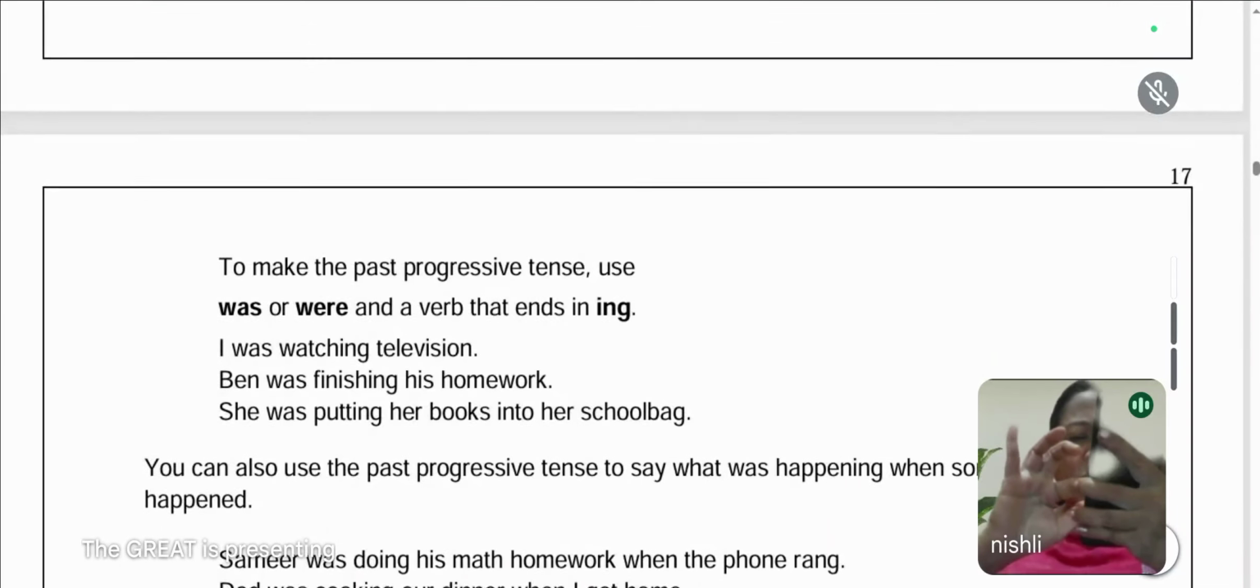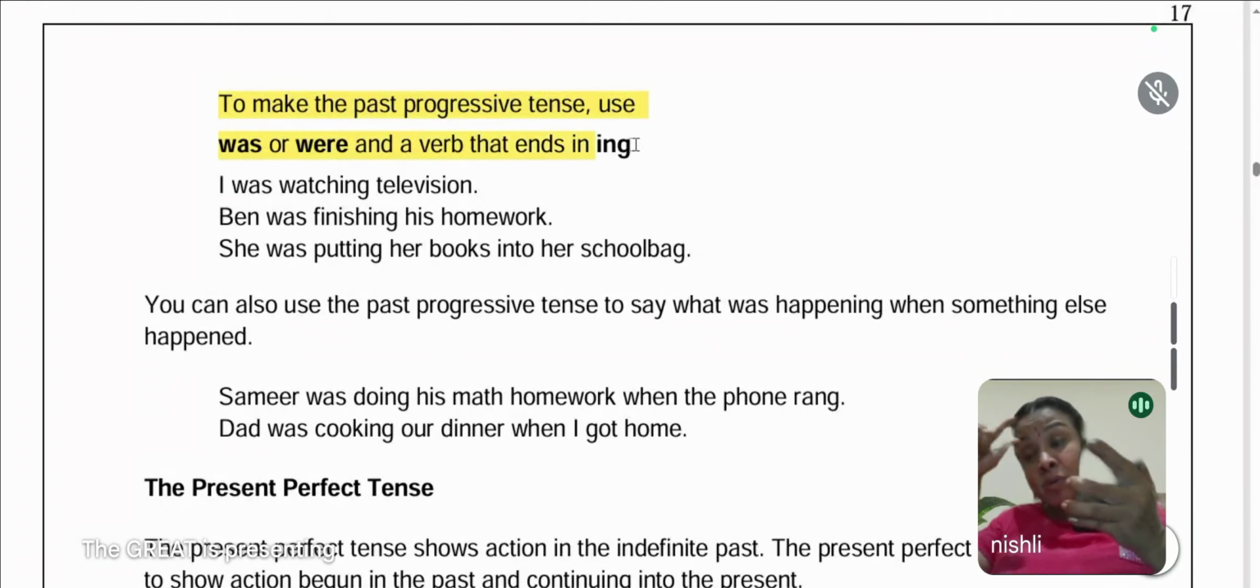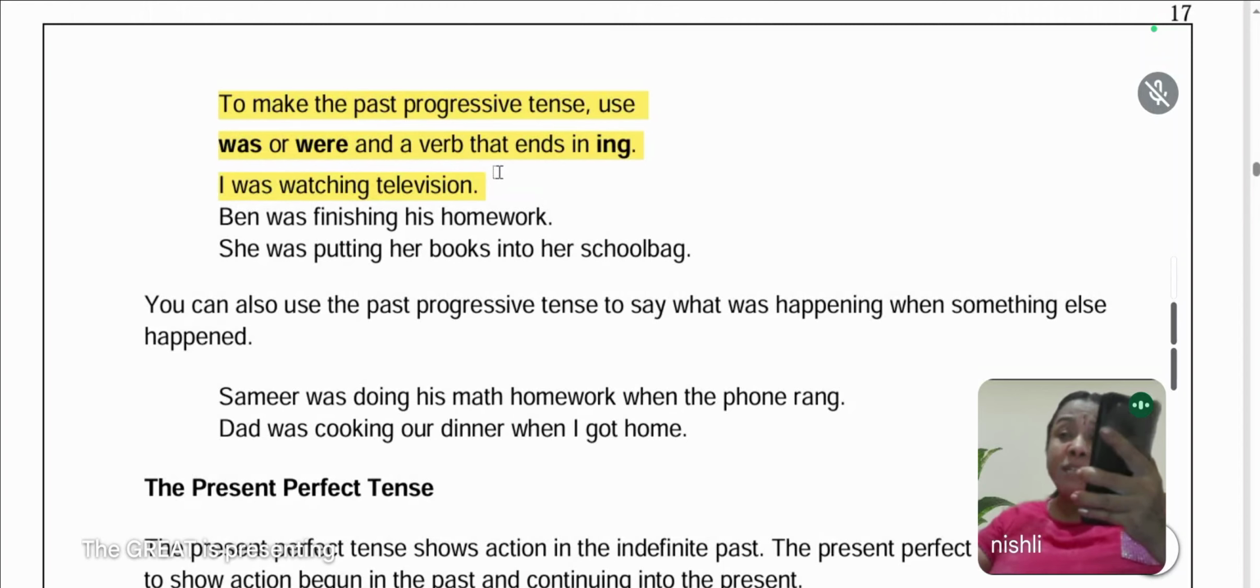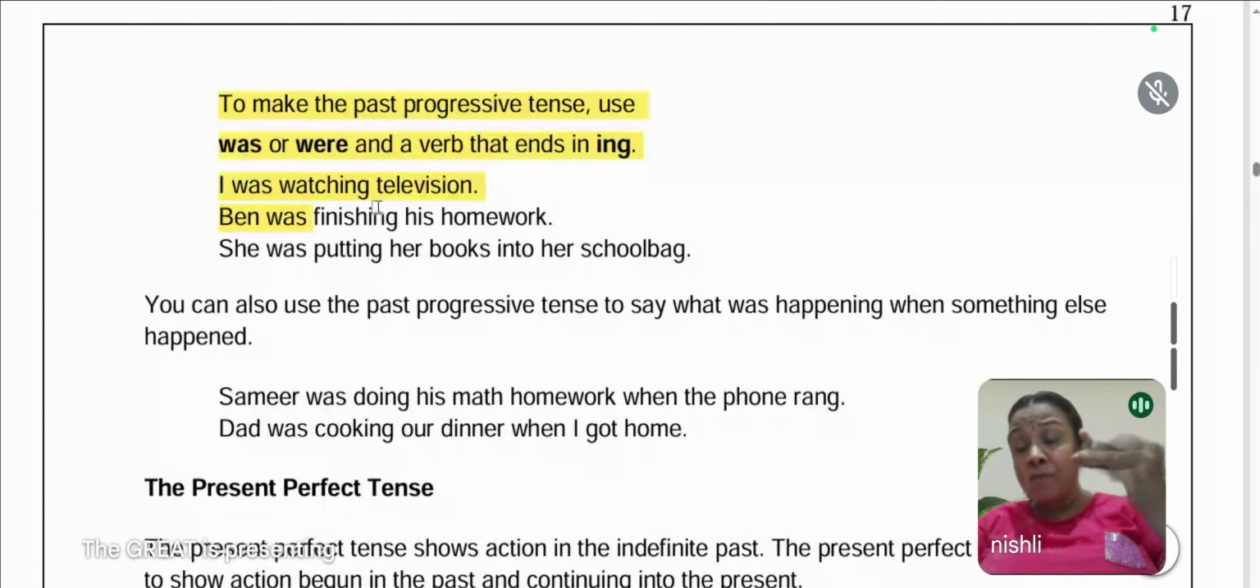To make the past progressive tense, use was or were. I was watching television. So the word was means it has happened in the past. So that sentence, I was watching television, means that has happened in the past, and that action continues. I was watching television when you called me. Another sentence can be, Ben was finishing his homework when I left the house, when I left.